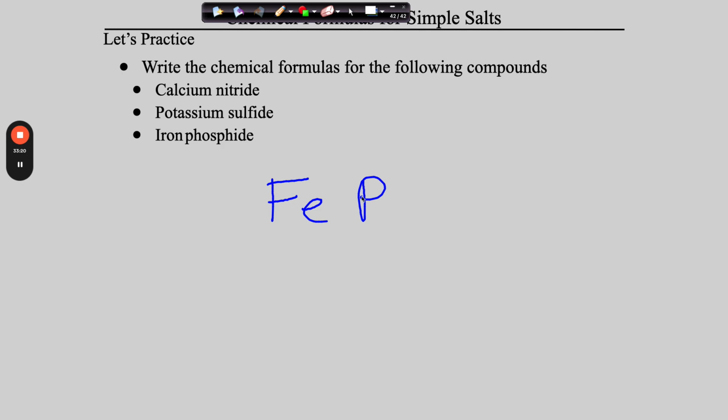Which one do we use? We don't know. Guys, we have no idea which charge to use. Could be +2, could be +3. We have no idea. We're stuck. We can't do this. So guys, what's the problem? And the problem, joining me at the screen, lies right here. You can't write the formula for iron phosphide because you don't know which charge to use for iron.